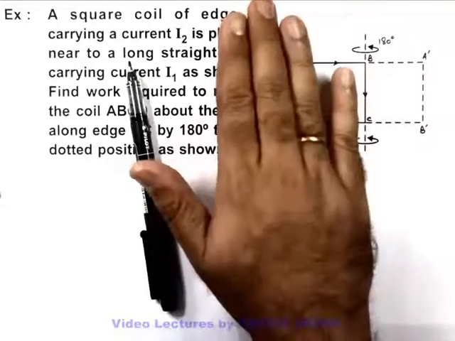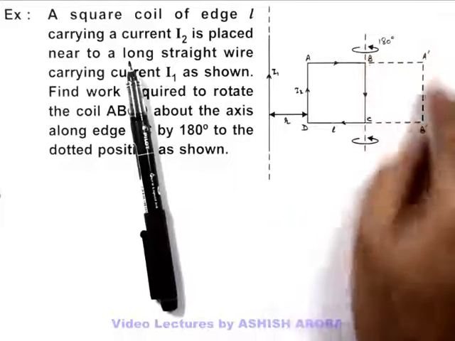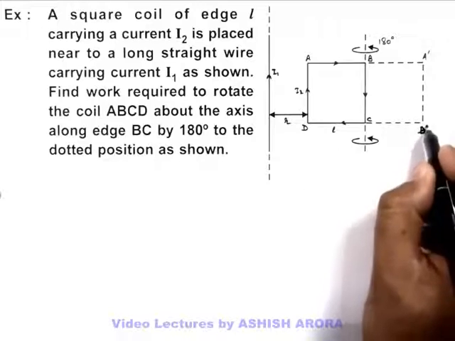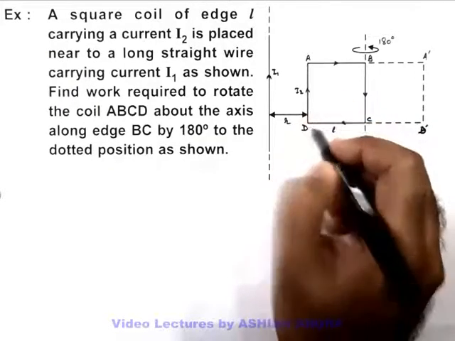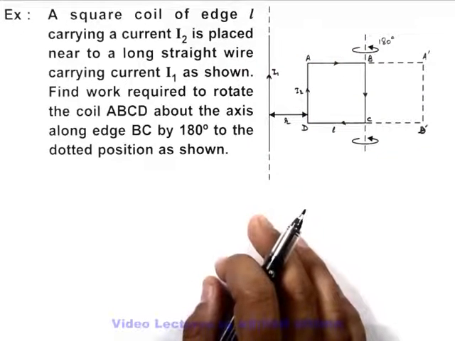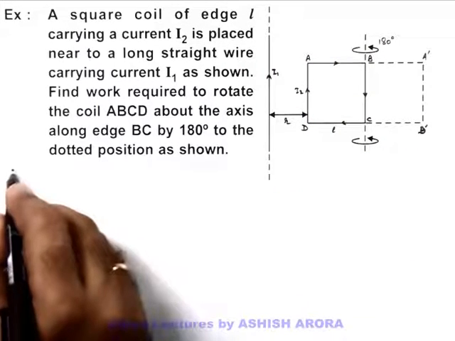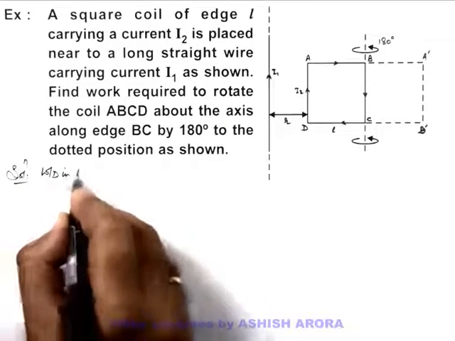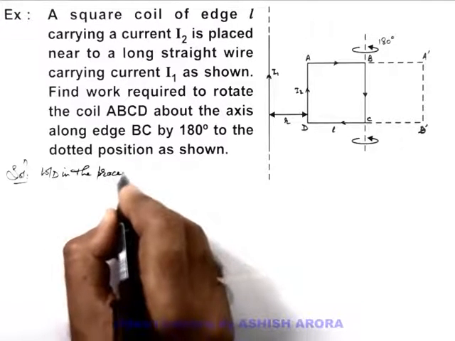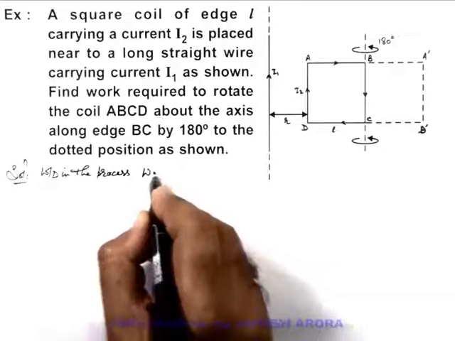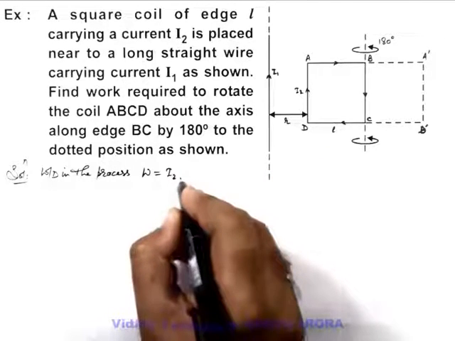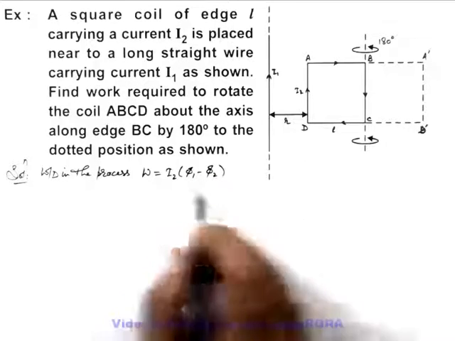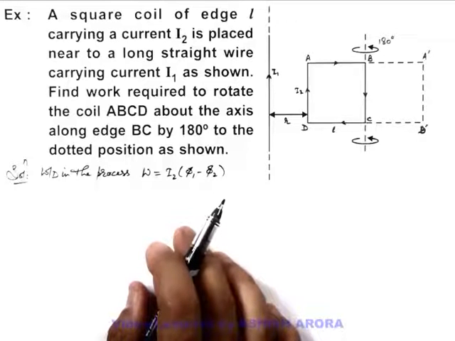So we are going to flip this coil from this position to the dotted position, and in this situation the new position is A'D' for the edge AD after rotation by 180 degrees. So here we are required to find the work done. We already studied in basic theory videos that the work done in rotation of a coil can be given by the current in the coil multiplied by the change in flux, phi1 minus phi2, where phi1 is the initial flux and phi2 is the final flux through the coil.